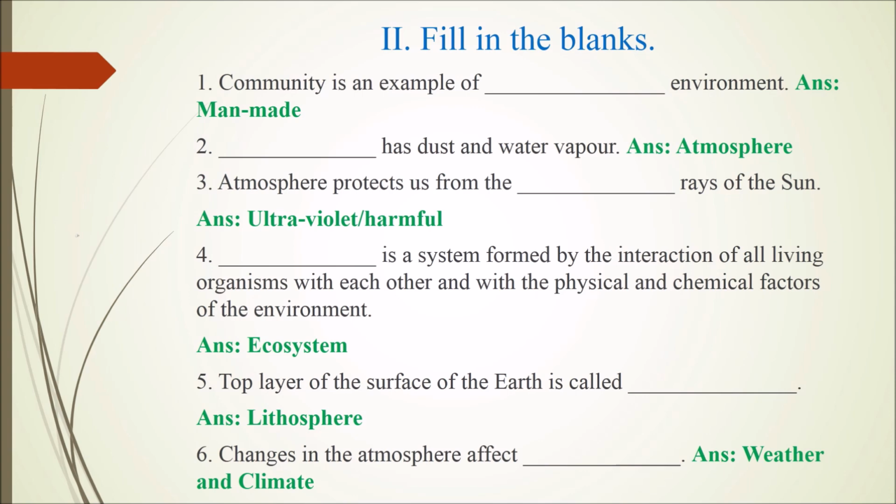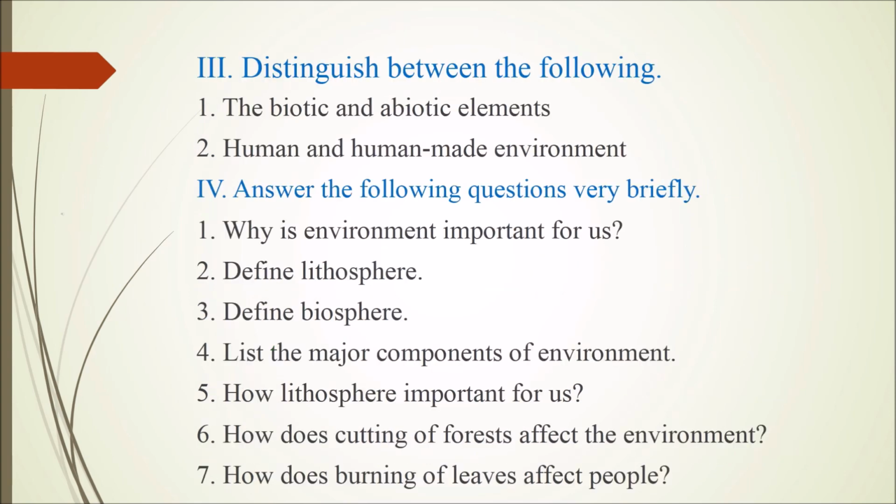Question number 5. Top layer of the surface of the earth is called dash. Answer is lithosphere. Question number 6. Changes in the atmosphere affect dash. Answer weather and climate. Roman letter 3. Distinguish between the following. First question is the biotic and abiotic elements. Question number 2. Human and human-made environment.